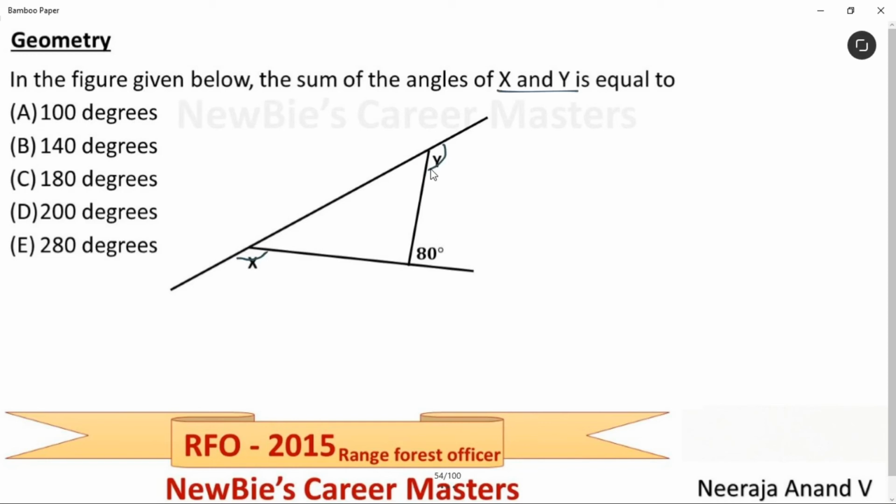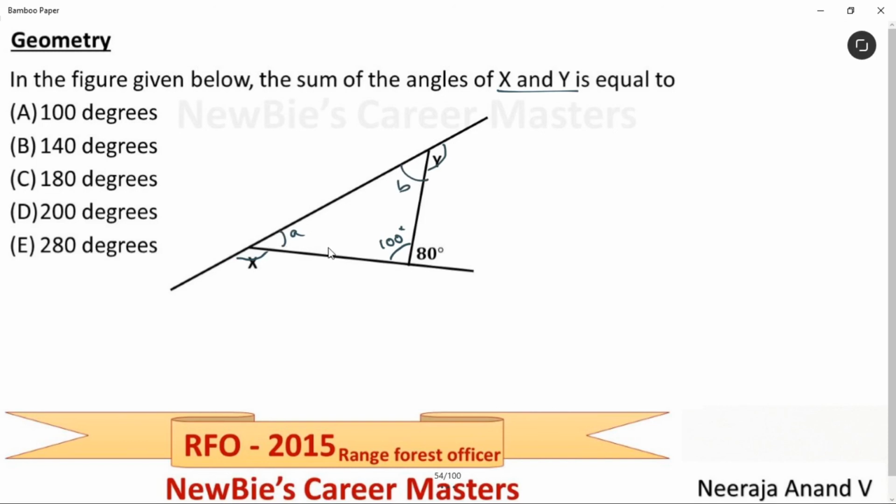Okay, very simple question. You have to analyze this figure properly. See here, this is a straight line. Getting this angle is very simple. Here 80 is given. What about this value then? Yes, 100. Then only it adds up to 180. Am I clear? Okay. Then let's take this angle as A and this angle as B.